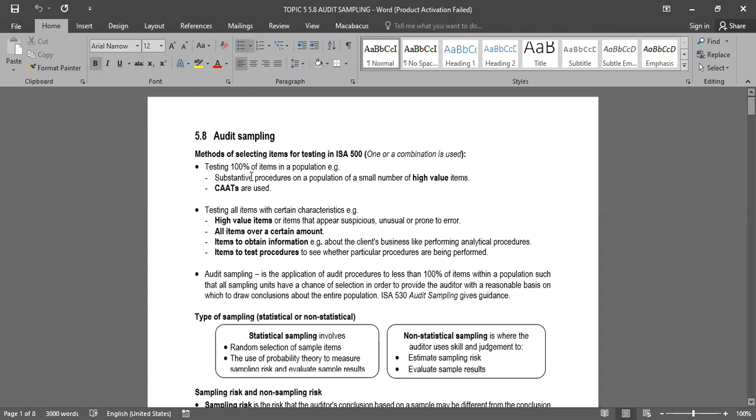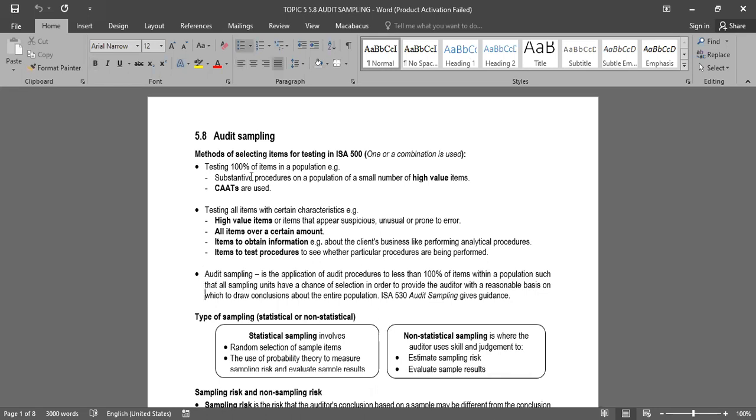Then the other way we do selection of items during audit is when we test all items with certain characteristics. You see items that have a particular characteristic and then you choose those. An example is if they are high value items. Items that have high value, you can choose those. They have the same characteristic because they have high value, all of them. Then you choose those ones only, and you perform your audit procedures on them. Or you look at items of a certain amount. Maybe you say, since you have so many items and they vary in value, we shall just take the ones that are above 10 million. You look at those. That's another way. Then among others, so let me not go into that.